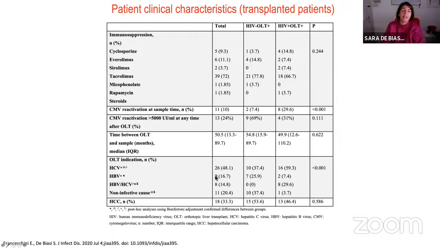And here we have the clinical characteristics of the transplanted patients. As you can see here, they were all similar for the type of immunosuppression and for the time between the transplant and the sampling, and they were different, of course, for CMV reactivation and for the indication for transplant.